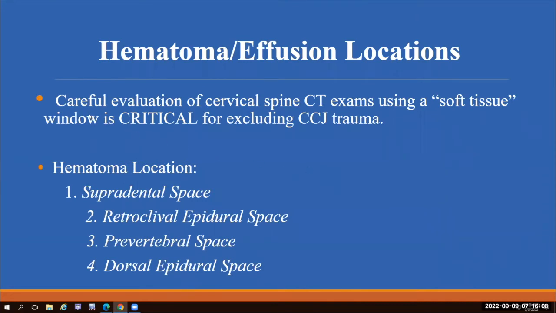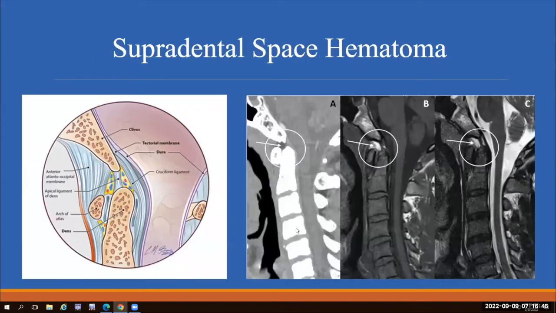Okay, and then the third thing you can look for on CT is, if you use a specific kind of windowing, a soft tissue windowing, you can look for a hematoma or an effusion in certain locations. For careful evaluation of cervical spine CT, you need to use a soft tissue window. You use the bone window to look for the fracture, and the soft tissue window to determine whether there is a hematoma. So this is critical. There are certain locations where you need to look for hematoma on CT: the supradental space, which is right superior to the C2 dens; the retroclival epidural space; the prevertebral space; and the dorsal epidural space. We're going to look at all of those.